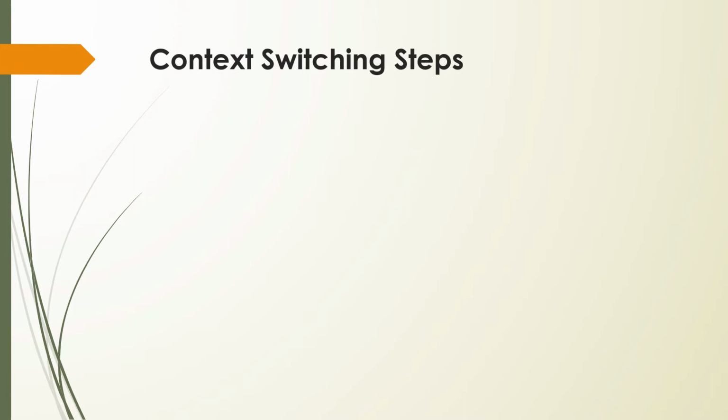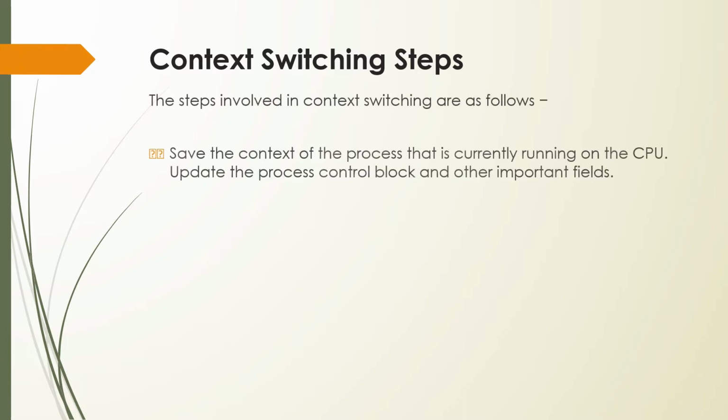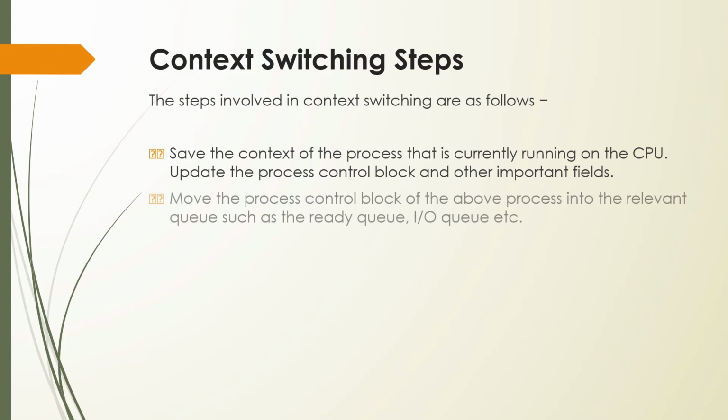Now, after knowing this, let us know about the steps involved in context switching. The steps involved in context switching are: save the context of the process that is currently running on the CPU, update the process control block and other important fields, move the process control block of the above process into the relevant queue such as the ready queue, input output queue, etc.